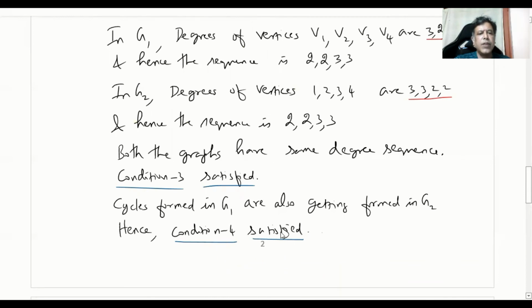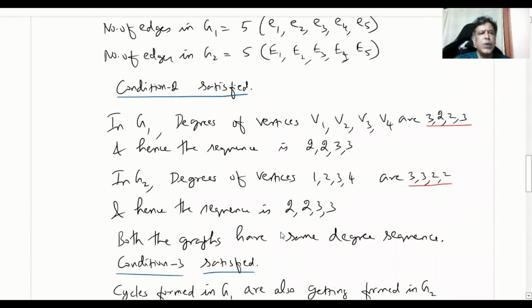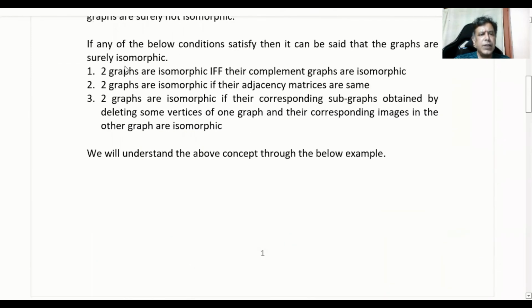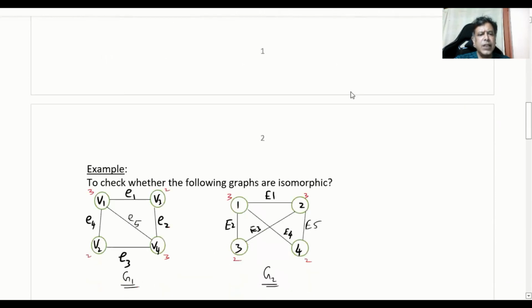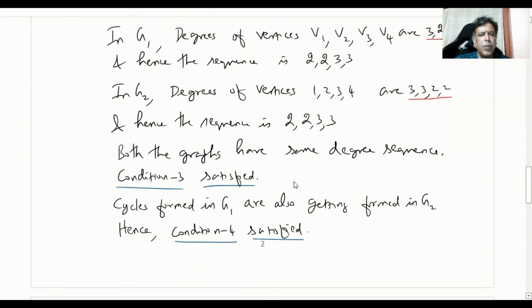Now we need to check for the sufficiency condition. For that, we can use any of the three conditions. So we'll use the first one. We'll draw the complement graphs and see. If I have to draw the complement graph, I should not have all these edges. I will have only an edge from V2 to V3. Here also all these edges will not be there. Only an edge will come from 3 to 4. That will be the complement graph of both.